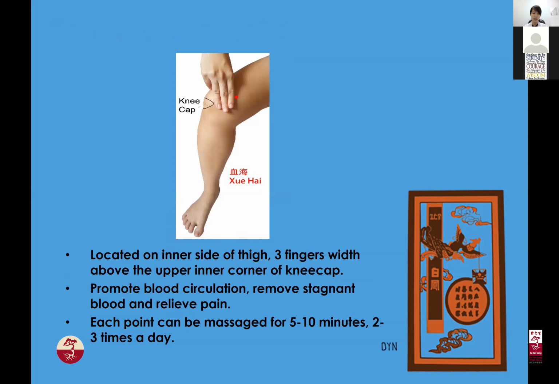Another point is called the Xuehai point. One look at the name, you can probably guess what it's for. It's to promote blood circulation in the body. It can help to remove stagnant blood and also help to relieve pain. So how do you find it? It is on the inner side of the thigh, 3 fingers width above the upper inner corner of the kneecap. If you feel your thigh, there's a more protruding part of the muscle somewhere around there.